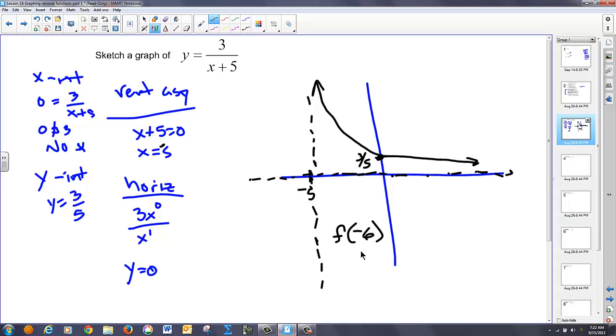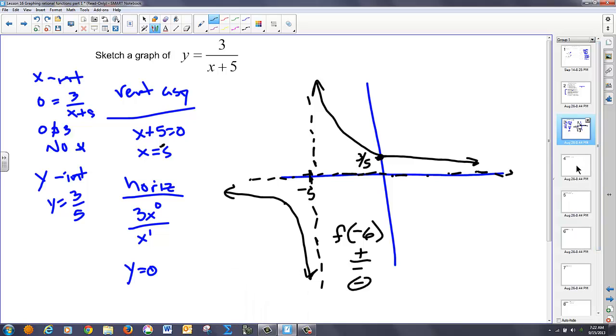I plug it in. On the top, I've got a 3, so that's positive. But on the bottom, I have a negative, which gives me a negative value. Therefore, at -6, my value is negative. I have to approach both set of axes and can't cross the origin, or not origin, but the x-axis. And that's what my graph's going to look like.